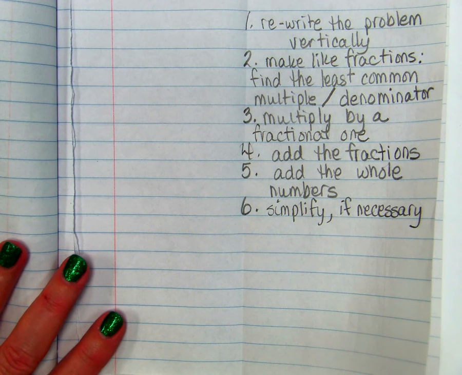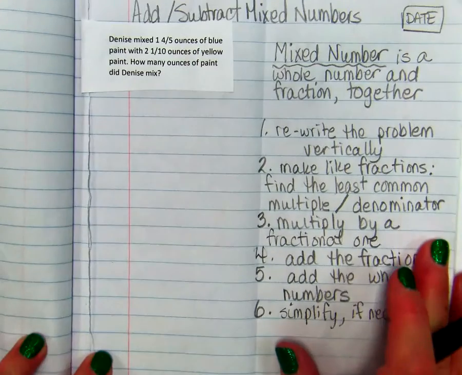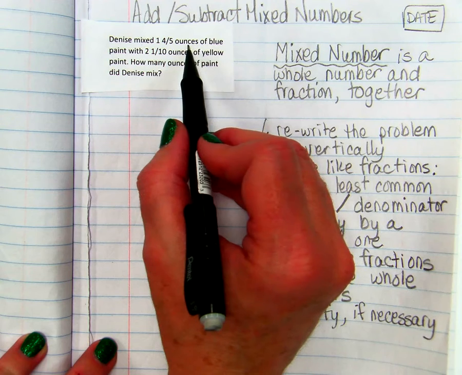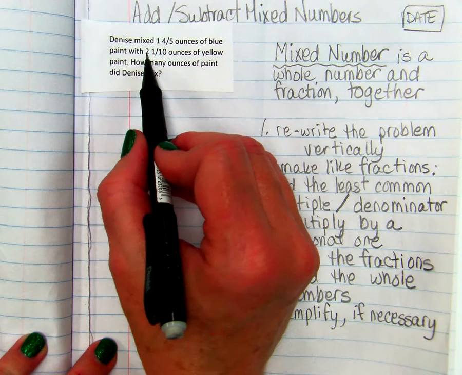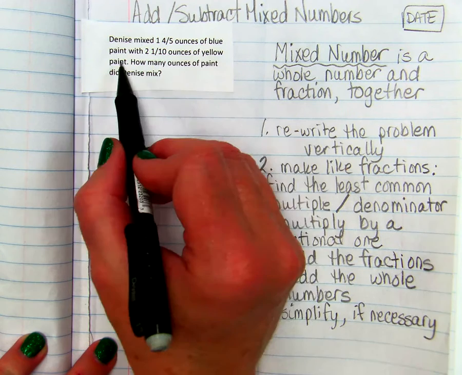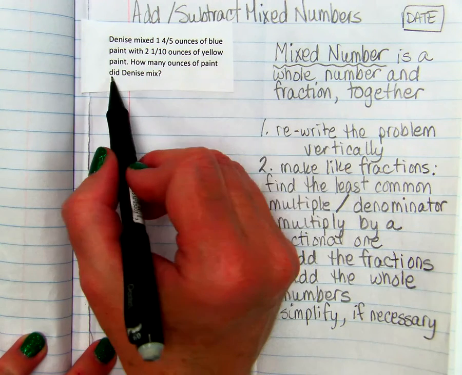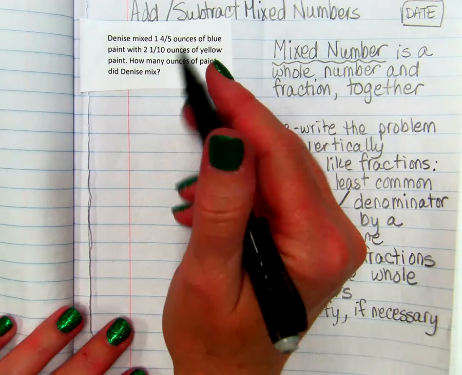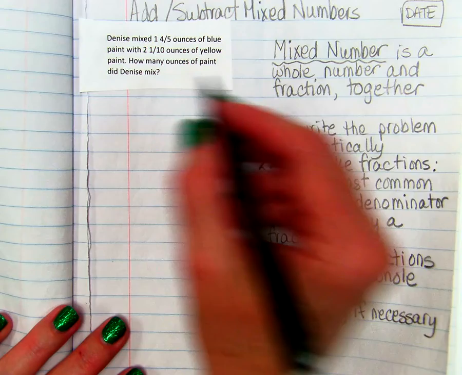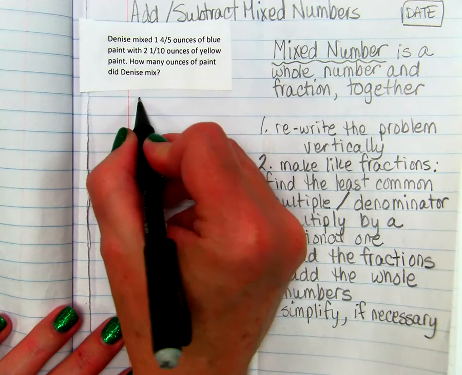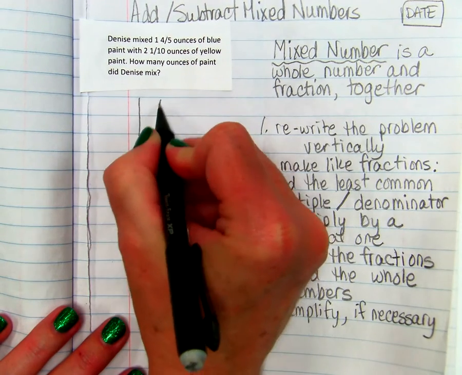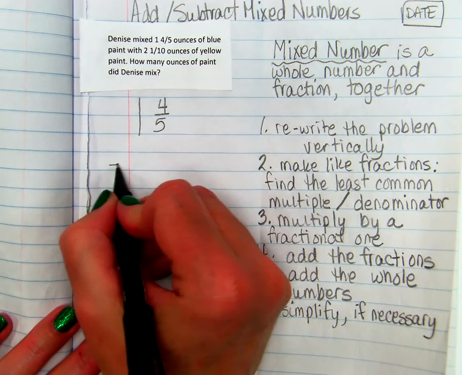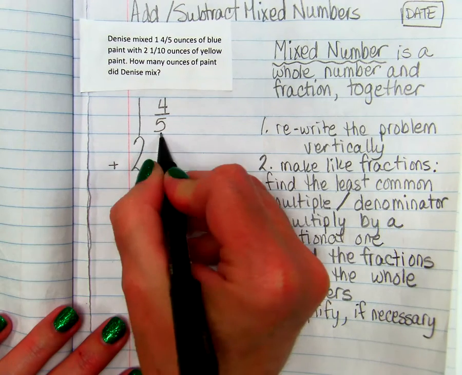Alrighty, now that that's done, let's go ahead and read our problem. Denise mixed 1 4/5 ounces of blue paint with 2 1/10 ounces of yellow paint. How many ounces of paint did Denise mix? Alright, kiddos, here we go. Let's go ahead and write our problem vertically. Take 2 spaces for your whole number, 1 4/5. And we're going to be combining that with 2 1/10.